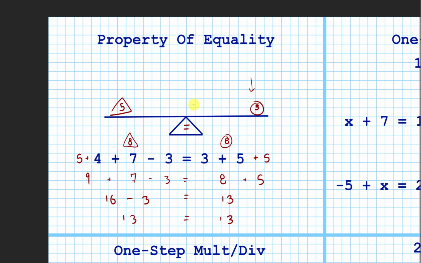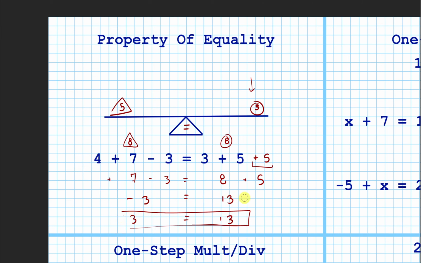So look, the property of equality is simply saying this. If I change one side of the equation and I change the other side of the equation in the exact same way, I'm going to make sure that my equation stays balanced, stays flat. Now the numbers will be different. It won't be 8 equals 8. This is 13 equals 13. But what's important is that it stays equal. Let me show you that again with another number.